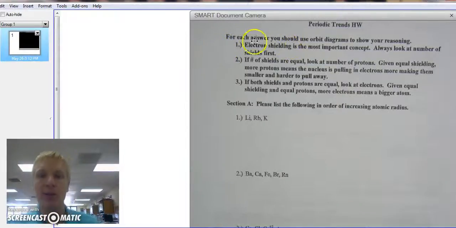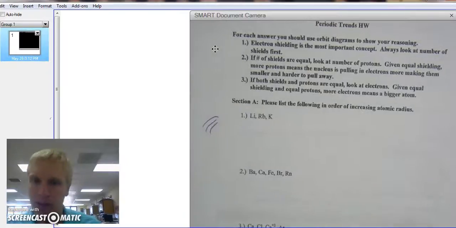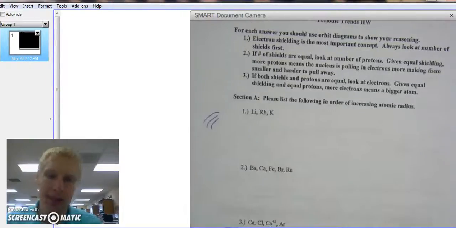Alright, in this worksheet, it says for each answer, you should use orbit diagrams to show your reasoning. It's just the little thing like that, orbit diagram. So please list the following in order of increasing atomic radius. Alright, so we have lithium, rubidium, and potassium.